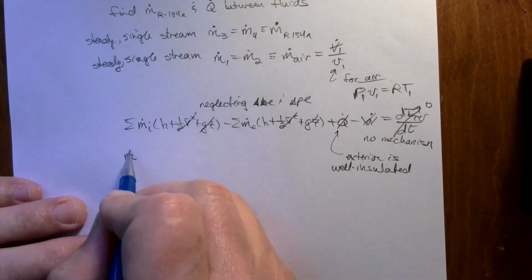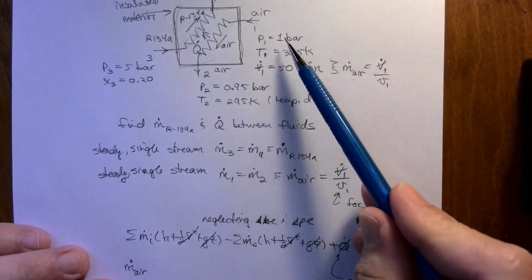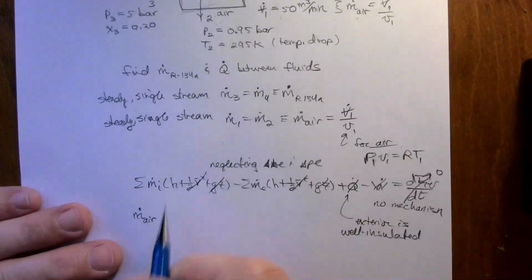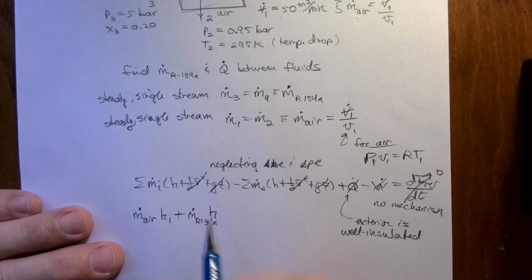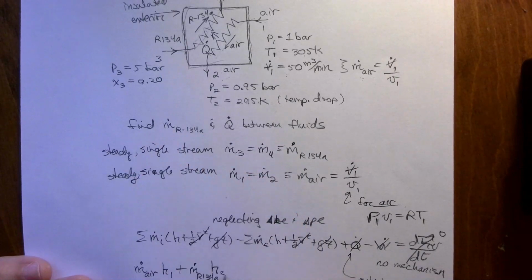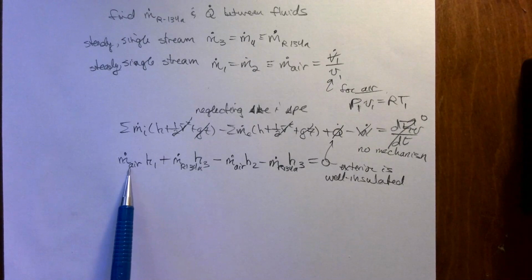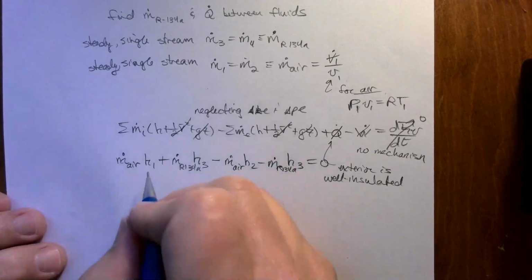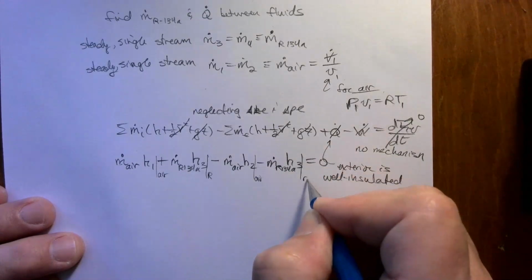And so I have m dot air at 1 is what's coming in. So we've got to keep our numbers consistent. Air is coming in at state 1, air goes out at state 2. So I'm going to do m dot air h1 is coming in. Also coming in is m dot refrigerant 134a times h. The refrigerant comes in at state 3, h3. Minus going out for the air is at state 2, and going out for the refrigerant is state 4, and that's the only thing left in our equation, so that equals 0. m dot air times h of the air coming in. Probably could put a little subscript air there, right? That's refrigerant there. That's air. And that's refrigerant there.